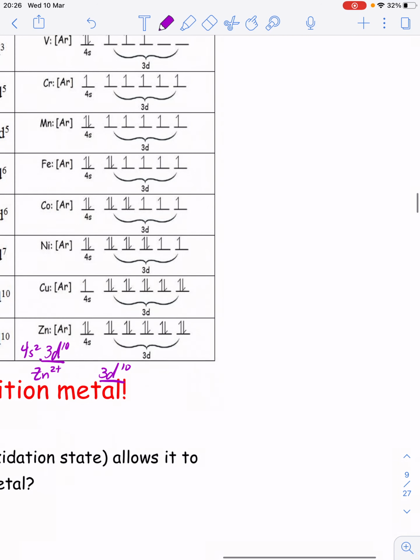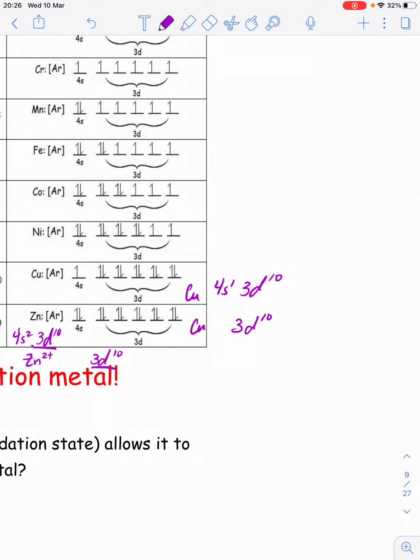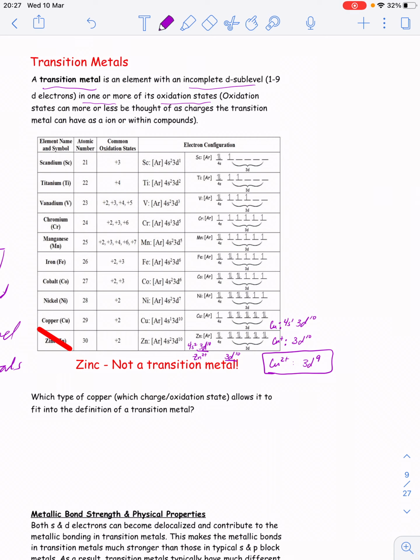Copper, on the other hand, although it starts out as 4s1 3d10, does qualify as a transition metal. It has 2 other oxidation states, copper 1+ and copper 2+. And it's copper 2+ that qualifies copper as a transition metal, because that's its only oxidation state where it has an incomplete d sublevel. In the other ones, it has a full sublevel. So that's the definition of a transition metal.